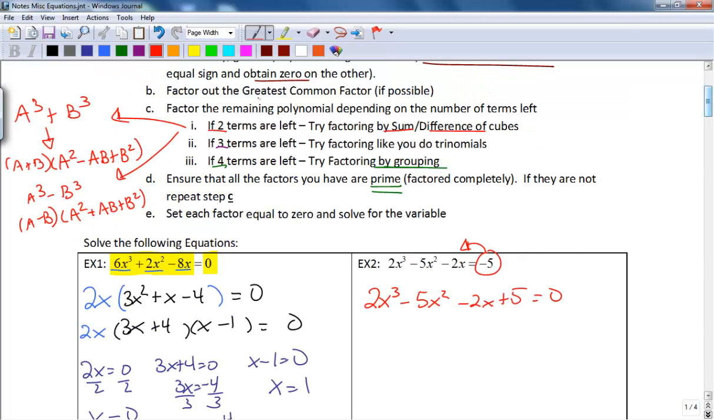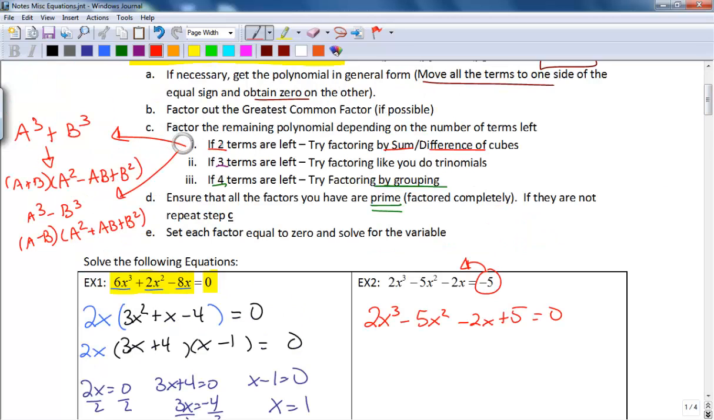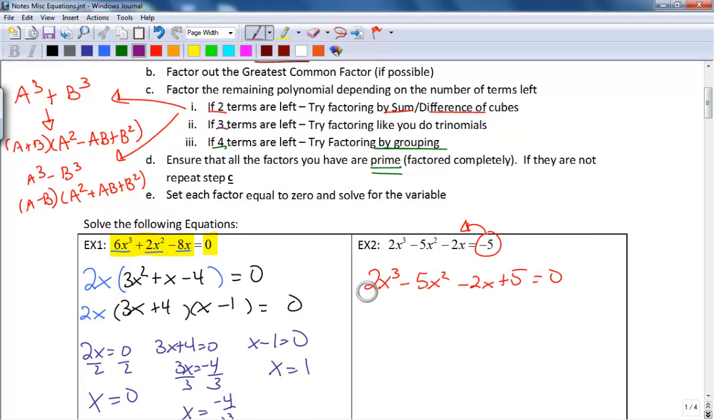Step B says, well, take a look at the greatest common factor. Well, do I have a greatest common factor between 2x cubed, 5x squared, negative 2x, and 5? I don't, so I skip that. Step C says to factor the remaining polynomial depending on the number of terms I have left. Well, I have 4 terms left, so I really need to try to factor this by grouping. If I group the first two terms together, and then if I group the last two terms together, let's see if I can factor out a GCF between them.